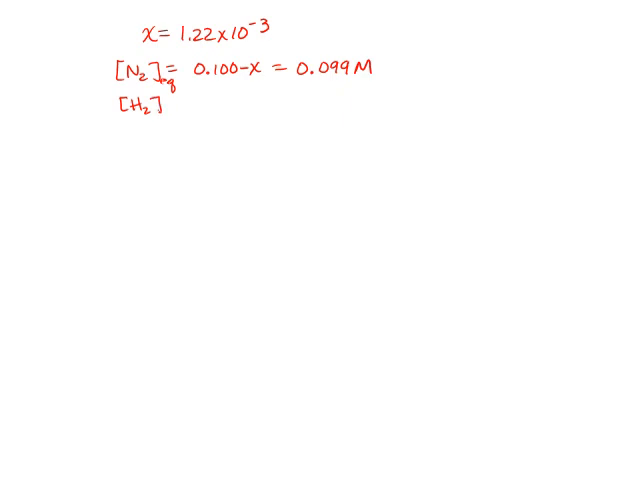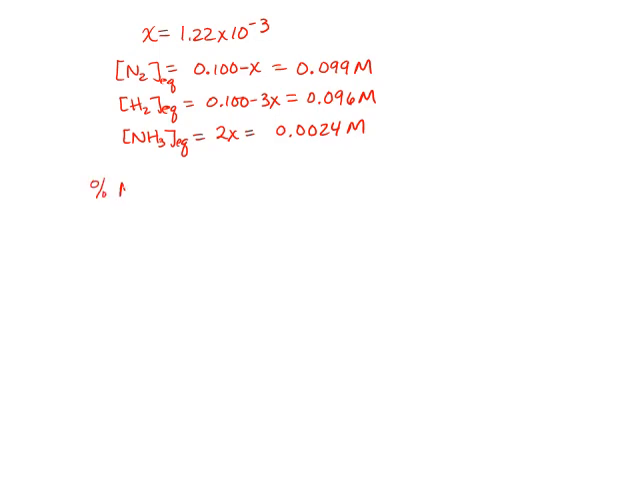The equilibrium concentration of hydrogen gas was 0.1 minus 3x, or 0.096 molar. And the equilibrium concentration of the ammonia gas was 2x, or 0.0024 molar. So we now have the equilibrium concentrations of the reactants and the products. But what did the question actually ask for? It asked for the percentage of nitrogen converted to ammonia.